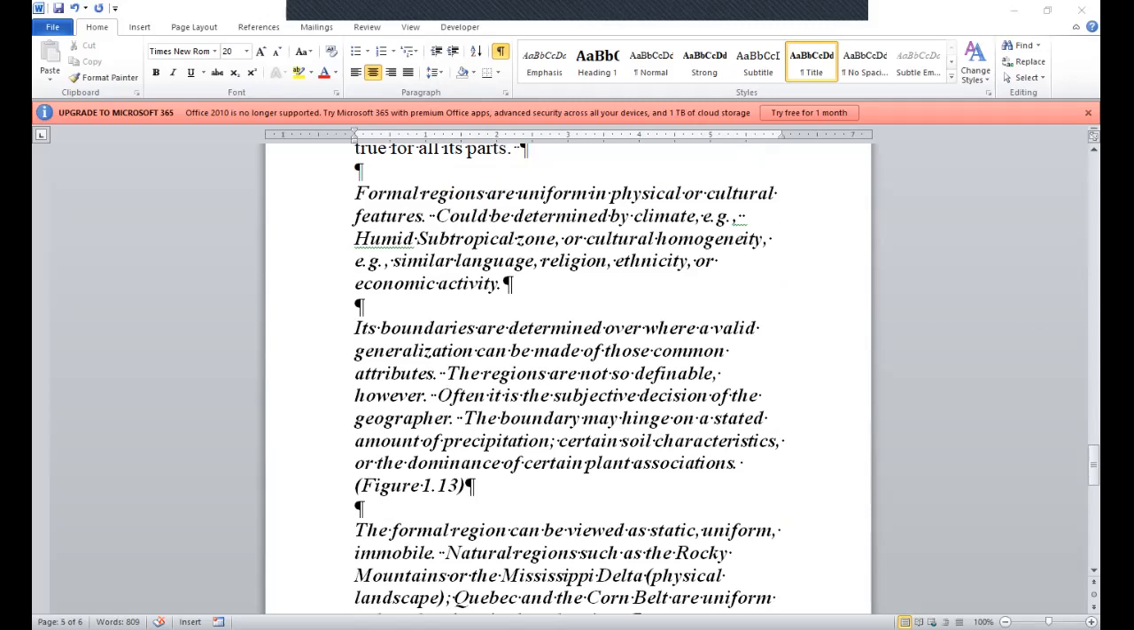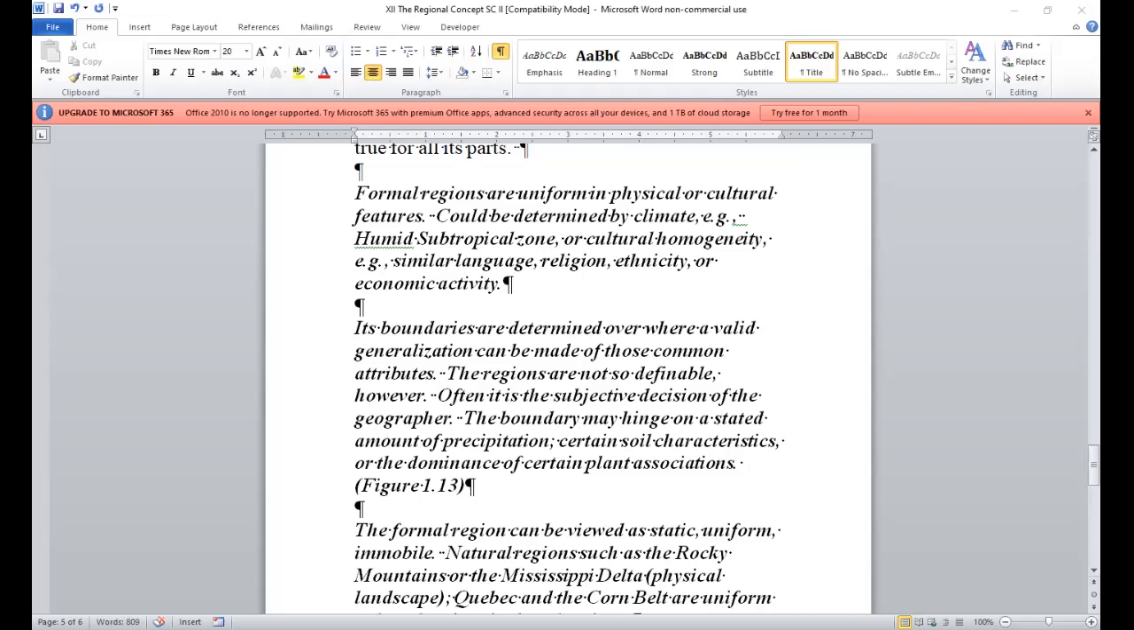Formal regions are uniform in physical or cultural features. They could be determined by climate, for example, a humid subtropical zone, or by cultural homogeneity, for example, similar language, religion, ethnicity, or some kind of law, some kind of custom. And its boundaries are determined over where a valid generalization can be made of those common attributes, a little bit like what I talked about with the Corn Belt.